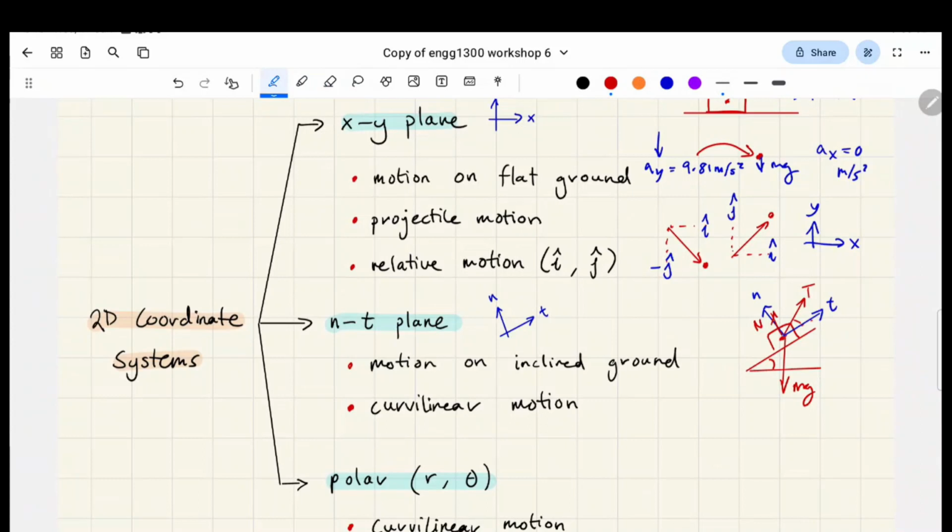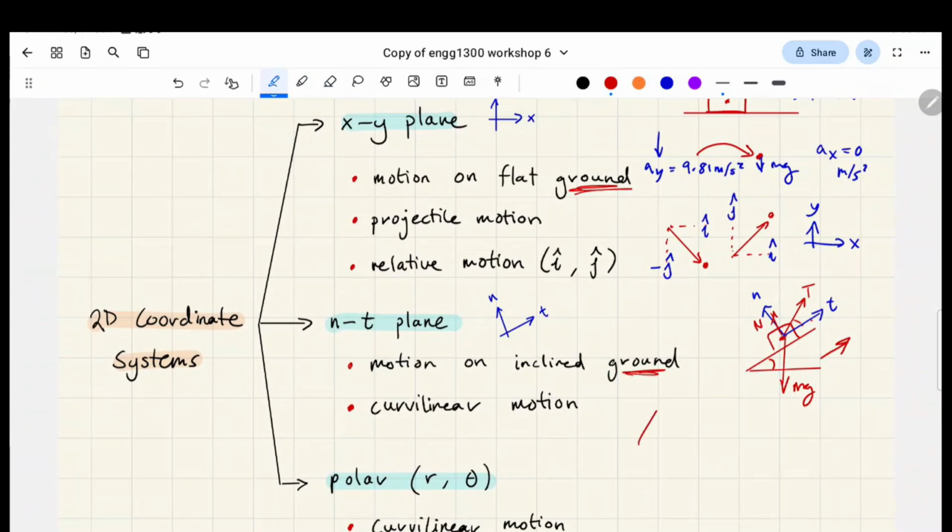The reason you might find this useful is that if you take the sum in the y or the x direction in these questions, you might end up with too many unknowns. When we break it up into the n and the t directions, you can find the unknown acceleration in the tangential direction, as well as the normal force, independently, right? But that's still grounded, similar to motion on flat ground.